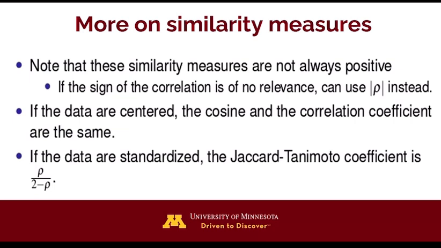So I said the similarity measures are not always positive. If you are working with correlation and the sign of the correlation is of no relevance, you can take the absolute value. And if the data are not centered, the cosine and the correlation coefficient will be the same. And if the data are standardized, then the Jaccard Tanimoto coefficient is going to be that.